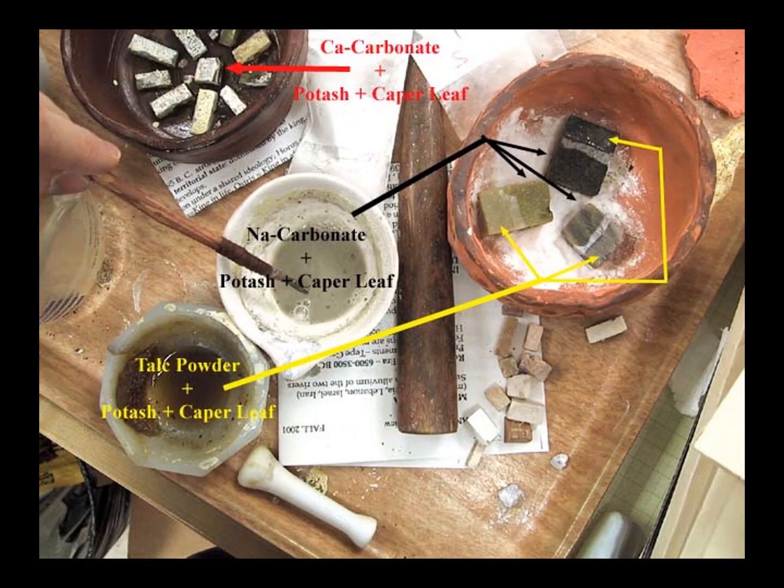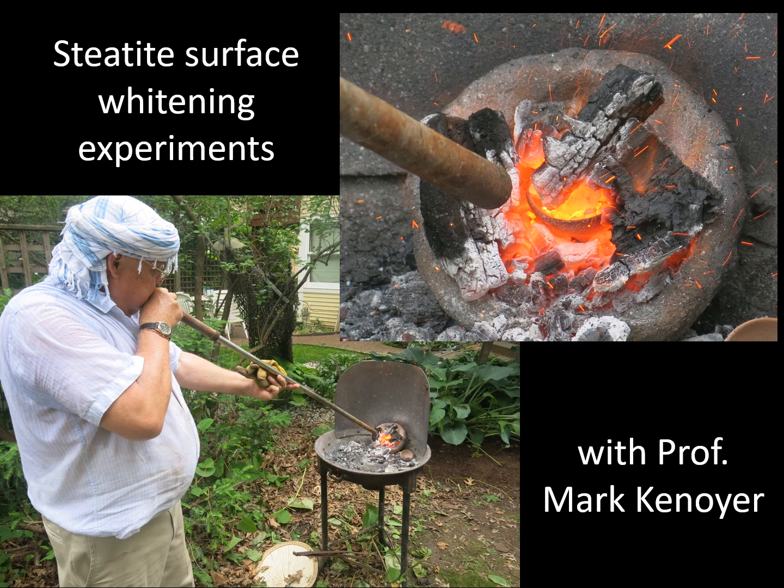Attempting to whiten the surface of experimental blocks of steatite has actually been kind of my pastime for the last 20 years or so. And to this point, I haven't been successful. However, I have yet to try a mixture of enstatite, cristobalite, and calcium phosphate slip. We'll see if that works. Based on my observations of the seal boss and other samples from Dholavira, it's a possibility. I hope to conduct new experiments with Professor Mark Knoyer in the coming year.